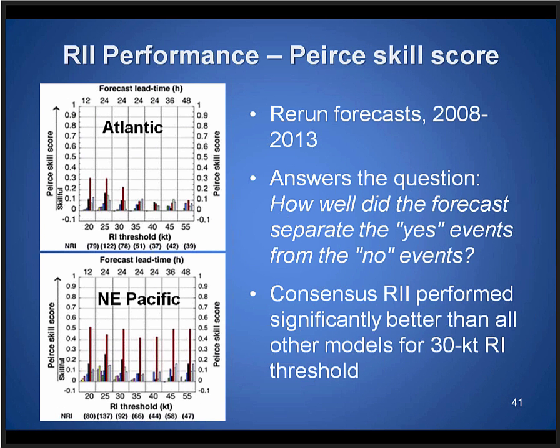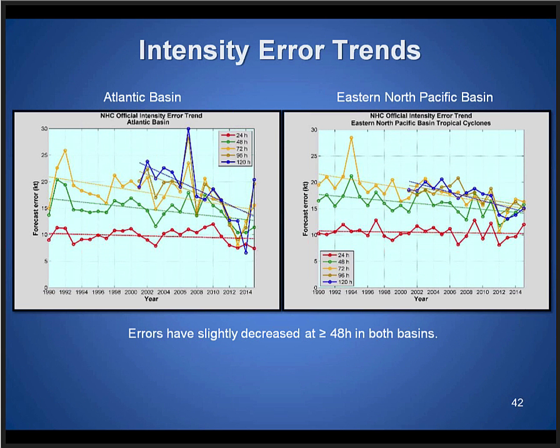We'll skip this one. So, are we getting better? And the answer is yes. We're actually improving the intensity forecast, especially for 3 days and beyond. If we look at, for example, the 3-day forecast, the yellow line shows the long-term trend. Back in 1990, we had an average error for a 3-day forecast of about 21 knots. And now that's all the way down to about 16 knots. So a substantial reduction in 25 years.